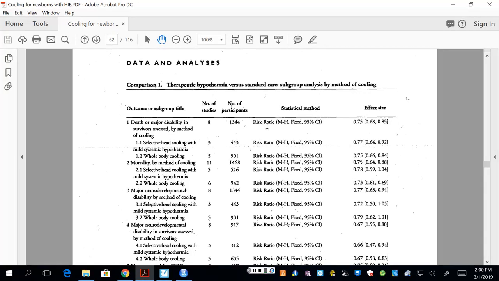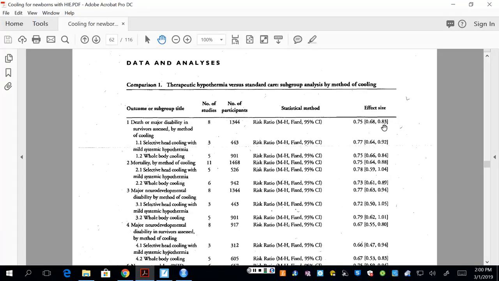And they're not reporting averages, they're reporting something called a risk ratio. But the key summary is this 95% confidence interval. So here's the estimate of 0.75 as a risk ratio, and then an interval. And in this case, a risk ratio below 1 means that cooling decreases the bad outcomes. So 0.75 is below 1, so cooling is good and should be done.